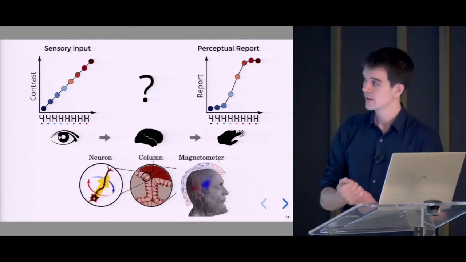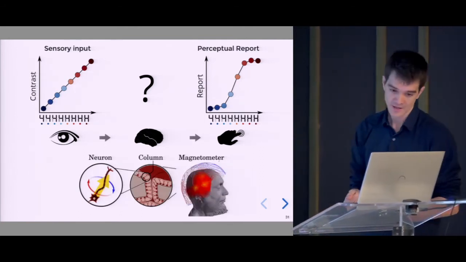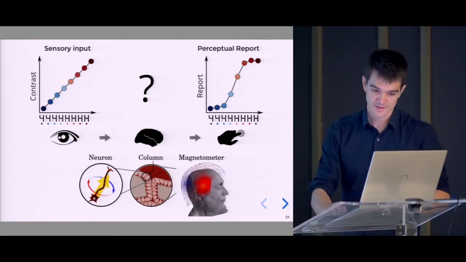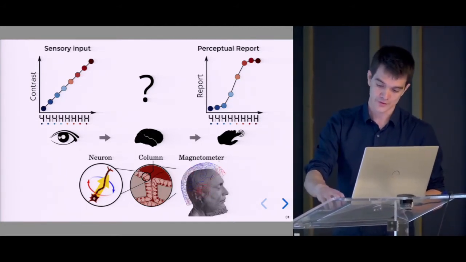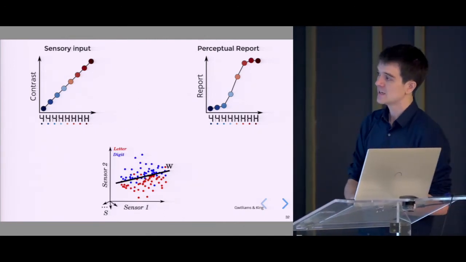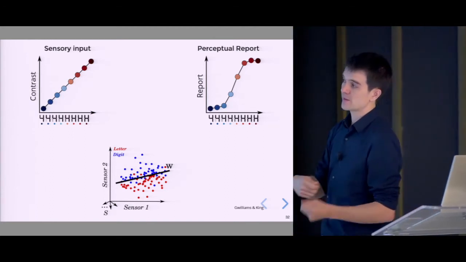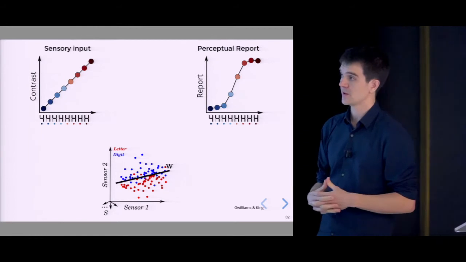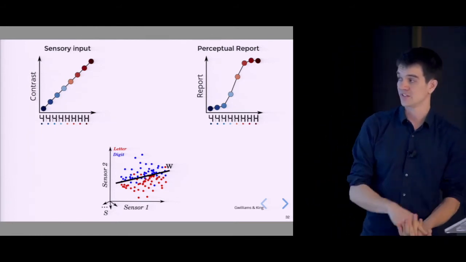So again, we use magnetoencephalography. This was actually collected at Neurospin thanks to Stan Dehaene. And we do the same type of analysis that I showed you before. So for instance, we fit a classifier, now not to predict whether there is a stimulus or not, but to predict the category of the stimulus. So whether it was a letter or whether it was a digit.